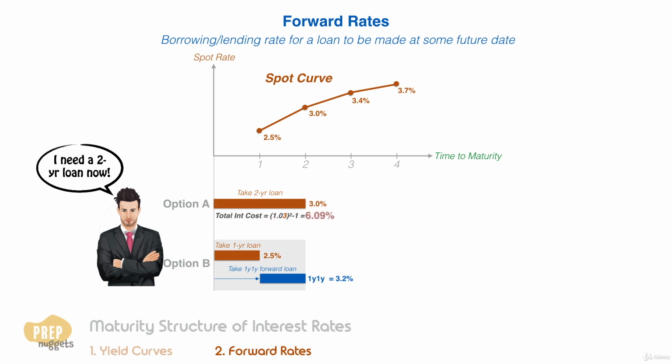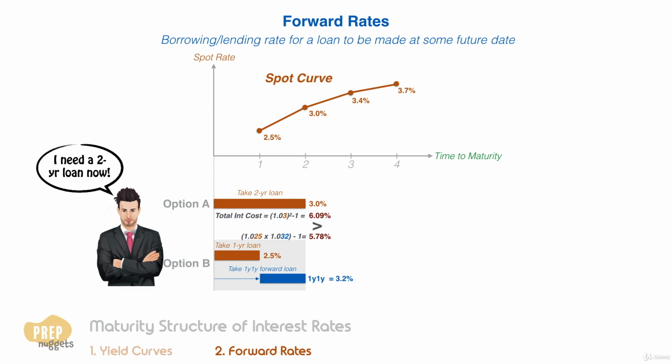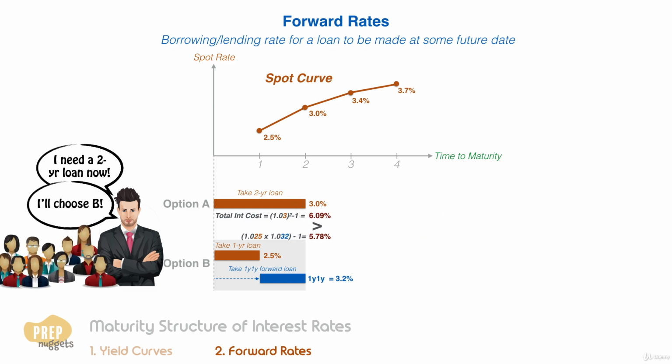For option A, the total interest incurred is 6.09%. For option B, it comes in at a lower interest of 5.78%. So it's clear, given a choice, you would choose option B. But so will every other borrower, and not to mention arbitrageurs. You've studied the principle of arbitrage in the course on derivatives. You'll know that this forward rate will not hold.